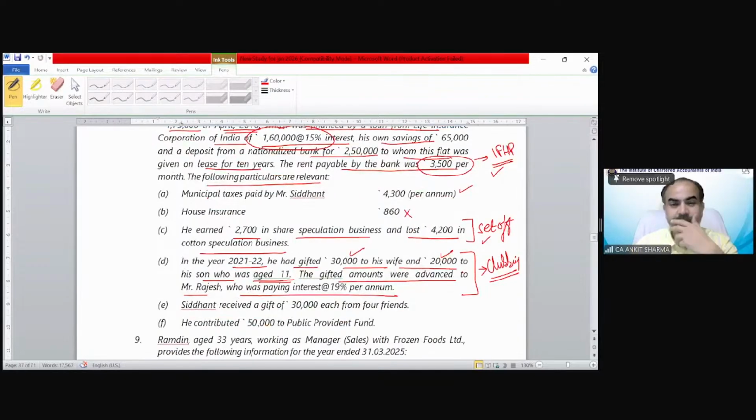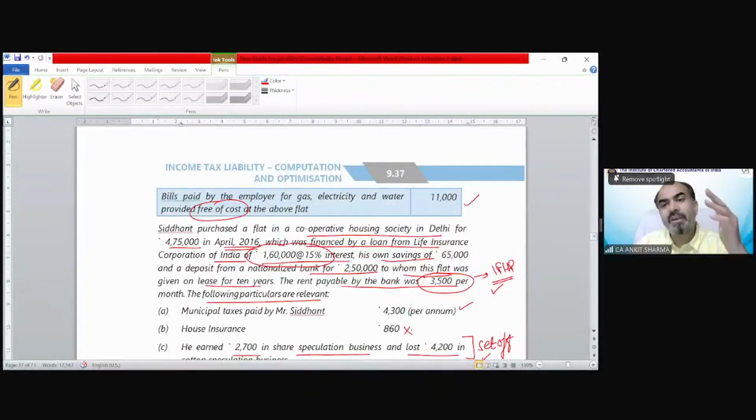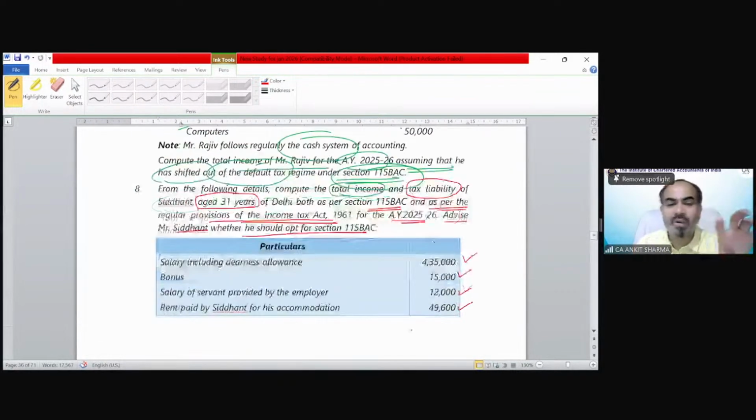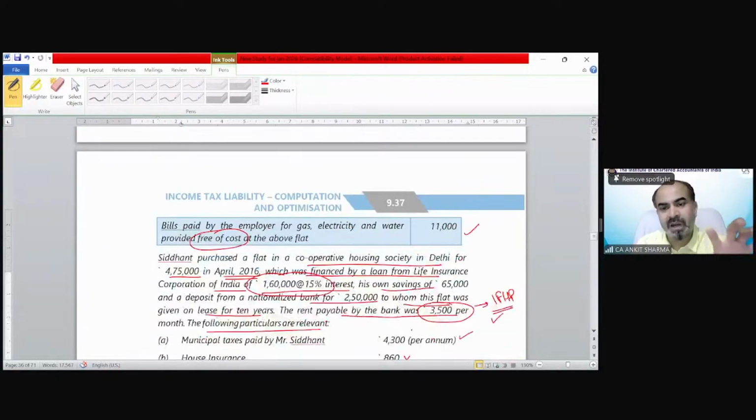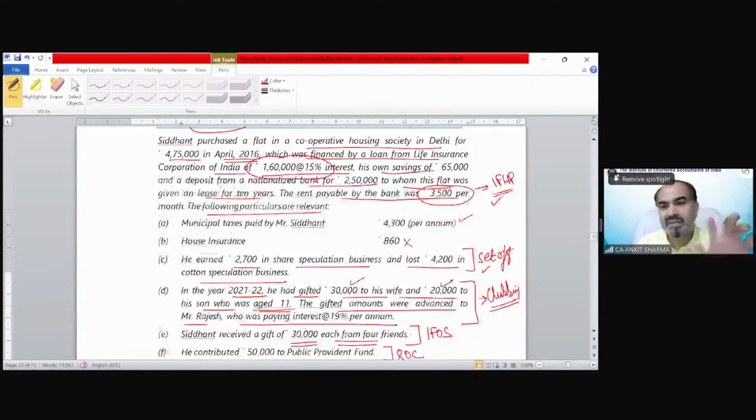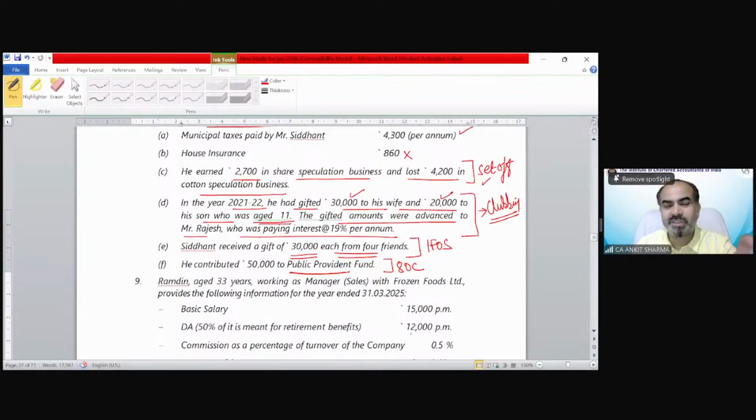This is clubbing. Now, gift received from 4 friends, 30,000 each, is income from other sources. Contributed 50,000 to public provident fund is an 80C deduction. This is the question. This is the understanding of the question that I have marked: this question has this much part. This is house property, this is salary, this is set off, this is clubbing, this is income from other sources, this is 80C. And when I am solving the salary concept, why should I be bothered about income from house property or set off provisions?